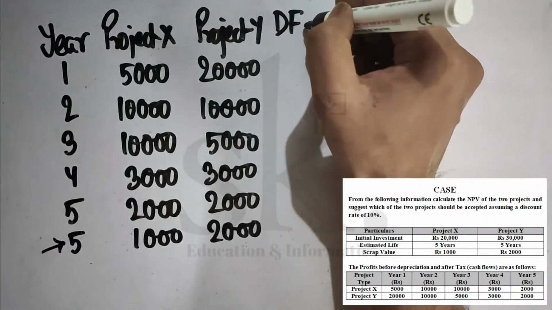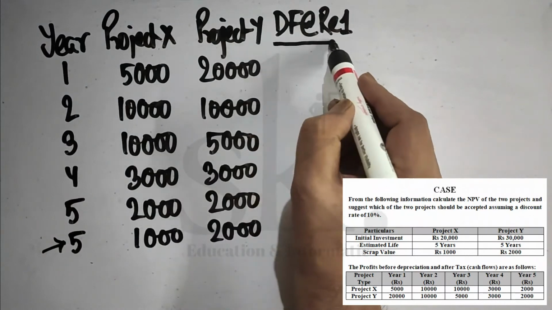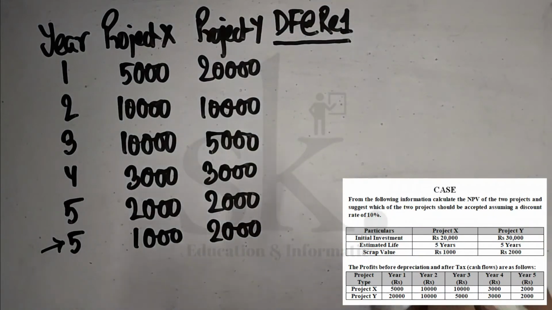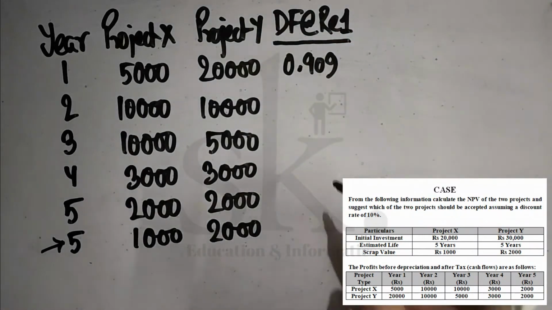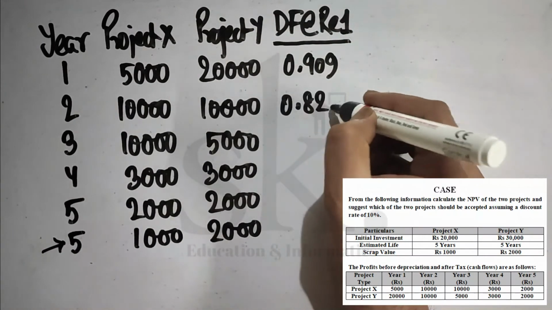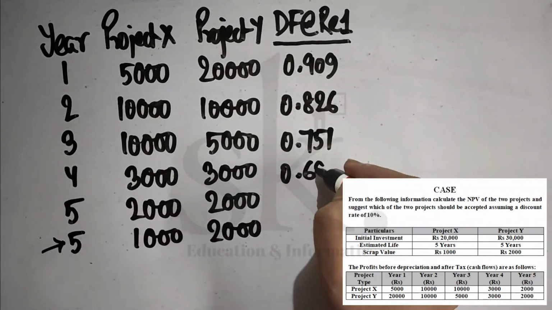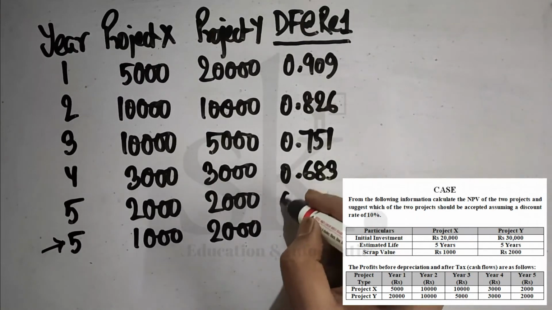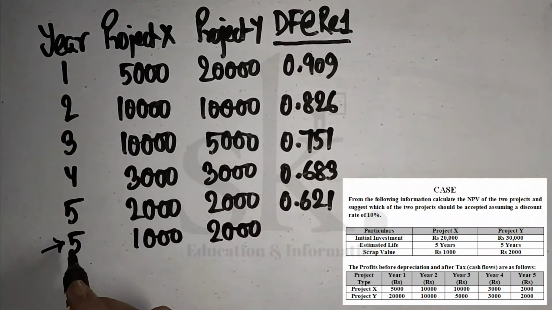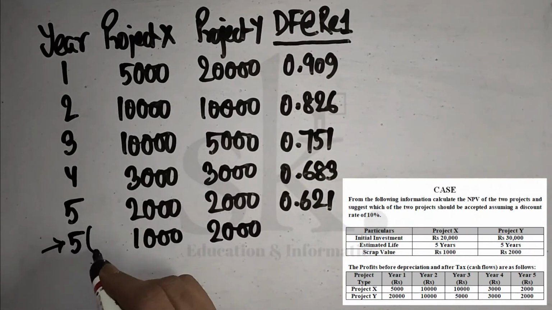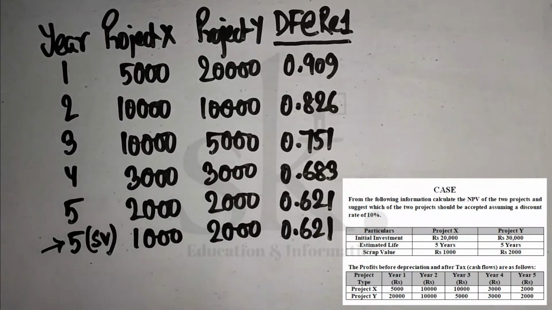This is nothing new to us. The discounting factor at the rate of rupee 1, when the discounting rate mentioned is 10%, we know it will be 0.909. We have shown you in the calculator how we calculate this. Then 0.826, 0.751, 0.683, and 0.621 for the 5th year. For the salvage value, I will again take 0.621, the same discounting rate as for the 5th year.